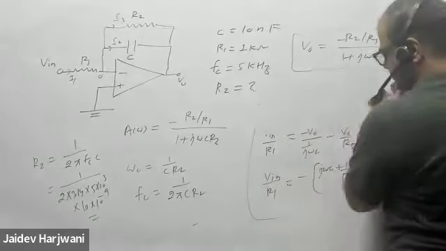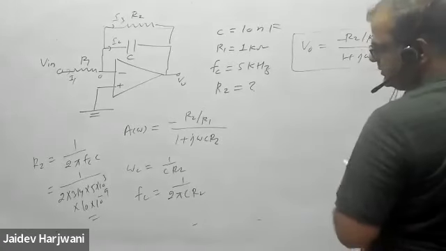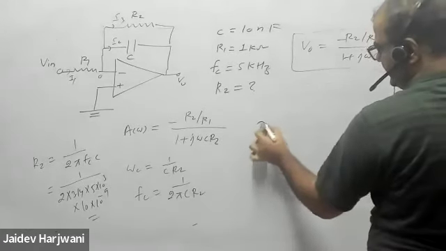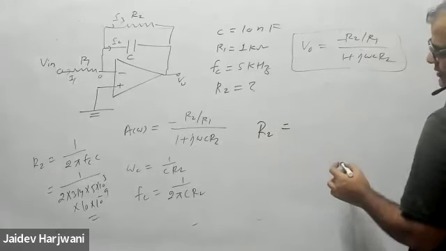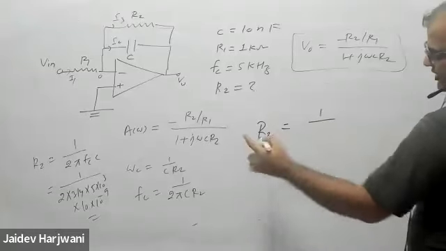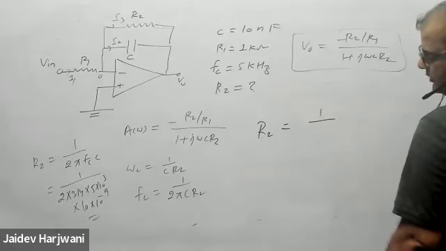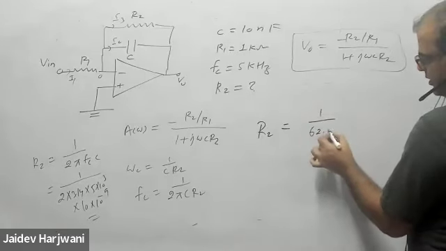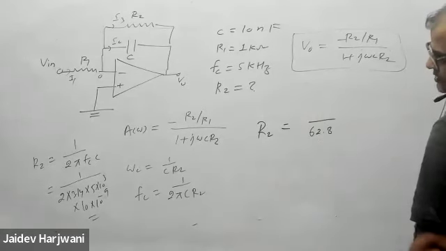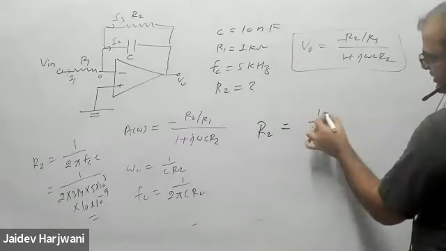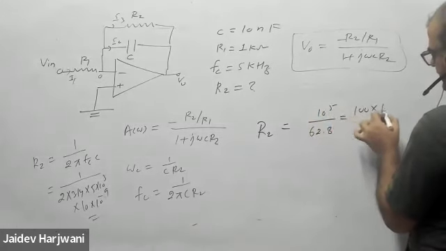So R2 will be how much? This is 5, 6.28, 6.28, 62.8. And power is how much going? 10 raised to power 3, 4, 10 raised to power 5. Okay. Sir, now 3.2 kilo ohm.